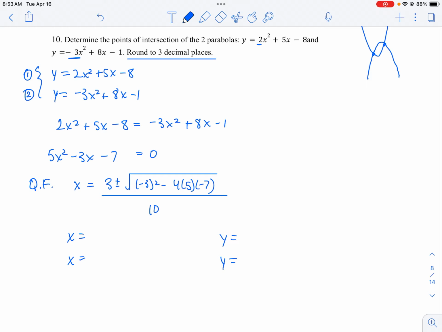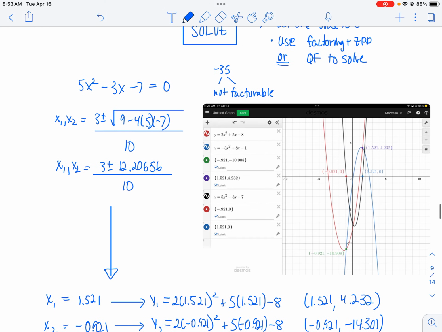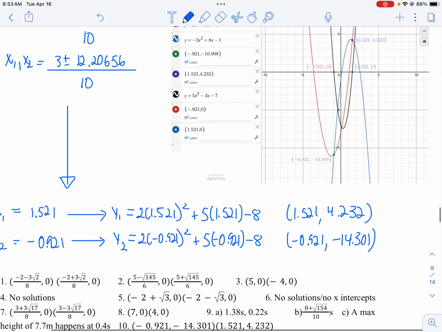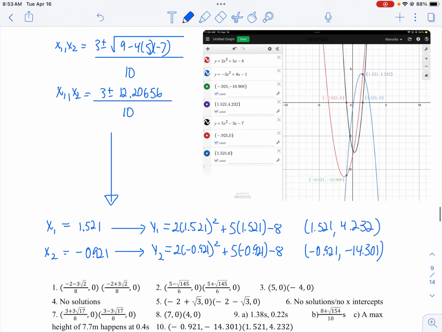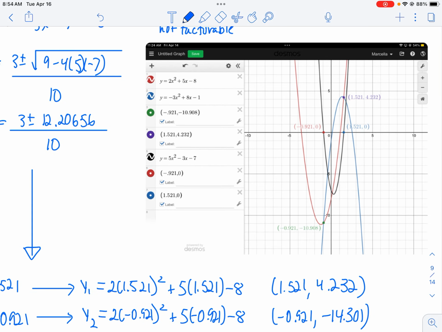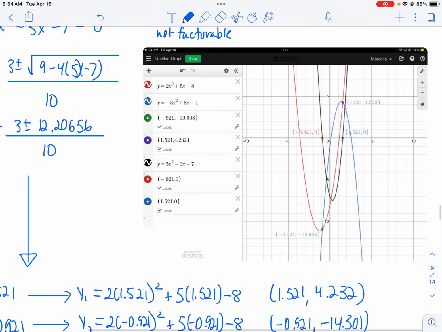I'm asking you to round to 3 decimal places, so do the work and check it against my solution, which I've already posted. You'll see that the numbers are quite ugly. I've posted a diagram from Desmos that I made, and you'll notice there are actually 3 graphs here. The red graph is 2x squared plus 5x minus 8. The blue graph is this one. And then the black graph is the combined one that we set equal to 0 and find the solutions of.